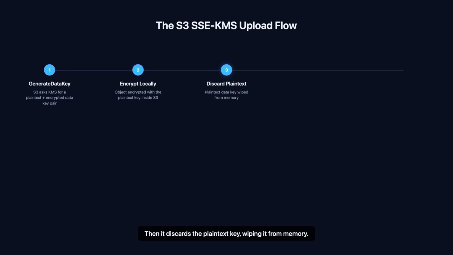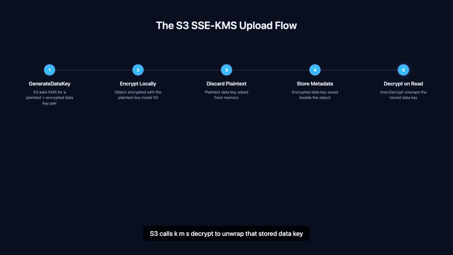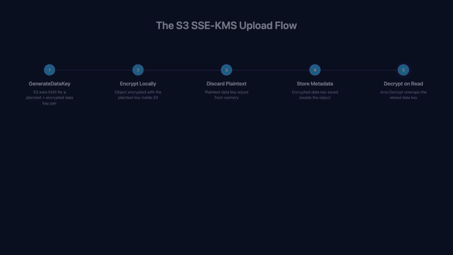First, S3 calls generate data key and gets back that plaintext plus encrypted pair. Next, it encrypts your object locally with the plaintext key. Then it discards the plaintext key, wiping it from memory. After that, it stores the encrypted data key as metadata, right beside the object. And later, when someone reads the object, S3 calls KMS decrypt to unwrap that stored data key so it can decrypt your data. Notice the upload path touched two different KMS actions. Remember that? Because it's about to bite someone.